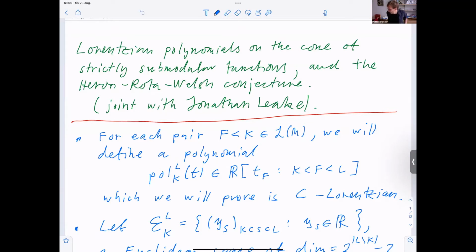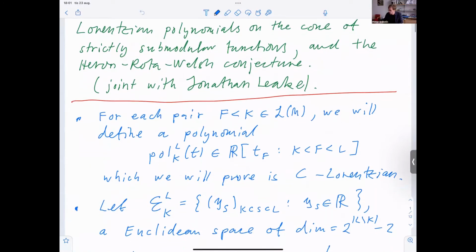Thank you. Since I want to cover this work with Jonathan Leake, I'm not going to do all details today, but I will still try to give you a feeling of the proof and what's going on. But there are some technical details which I will skip.